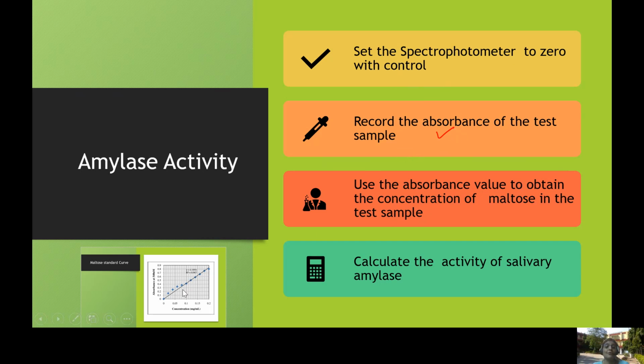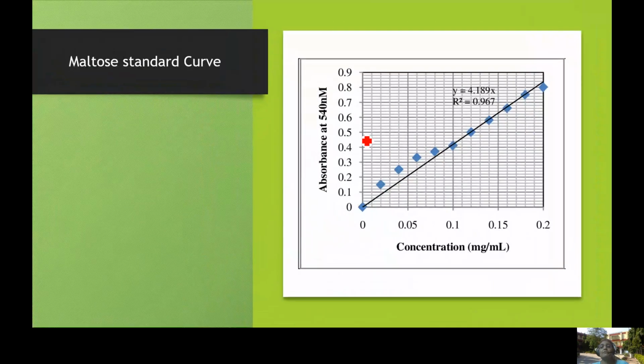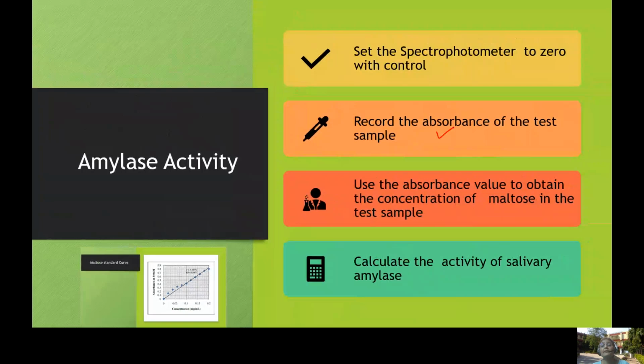Now, once you record the absorbance of the test sample, for example, it comes out to be this 0.5, you use your maltose standard curve, interpolate it, and you determine the concentration of your maltose in the solution in micrograms per ml, like this. Okay. And then after having found the concentration of maltose in micrograms per ml, you will calculate the activity of the enzyme.